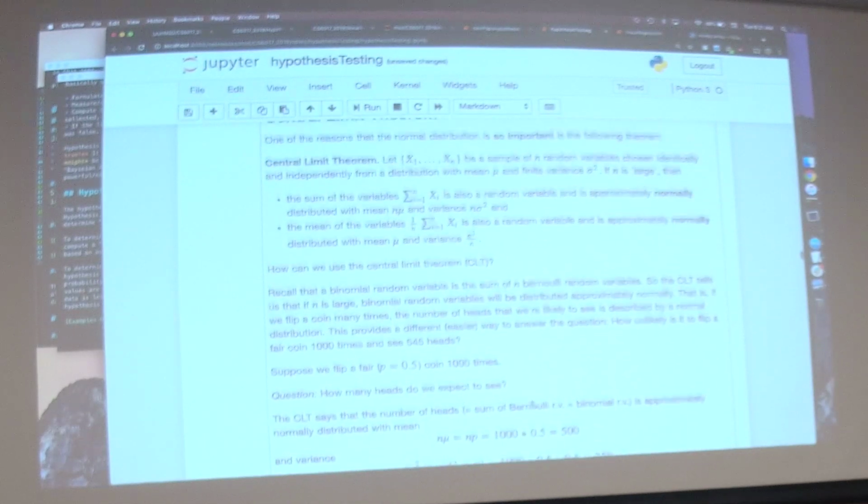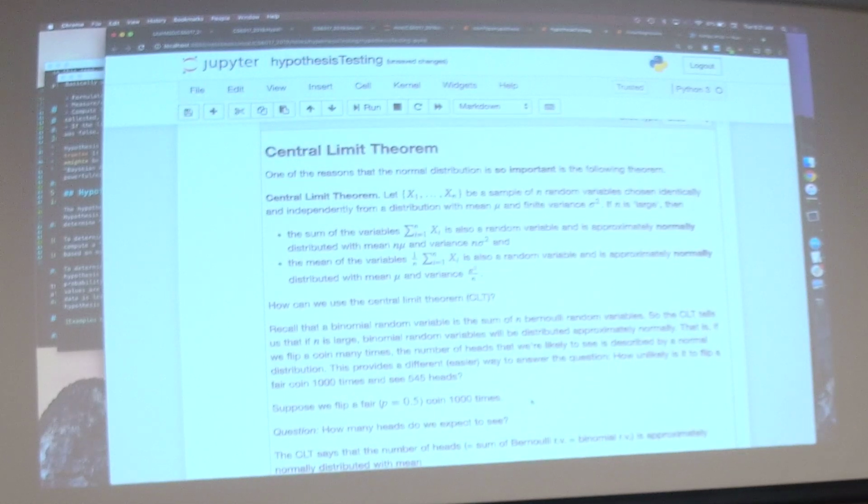Another kind of useful thing that helps us do these hypothesis tests is called the central limit theorem. And the idea is basically if we add up random variables, we add up enough of them, it doesn't really matter what they look like. They turn into a normal distribution, or a Gaussian distribution, once I add up enough. Okay?